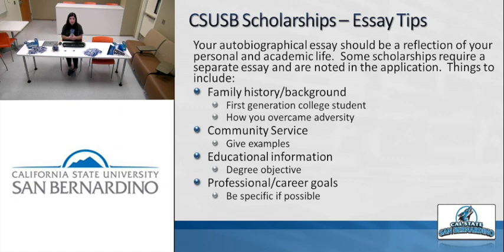When you're filling out the CSUSB scholarship application, there is an autobiographical essay that you fill out. You want to make sure you include as much information about yourself, what your goals are, what degree you're seeking, any community service that you've completed. You want to make sure you put as much information about you and your goals in that essay as possible, because they do review those to determine who they want to give the award to. So you want to include your family history, if you're a first-generation college student, how you overcame adversity, different examples of community service, your degree objective, and your career goals.